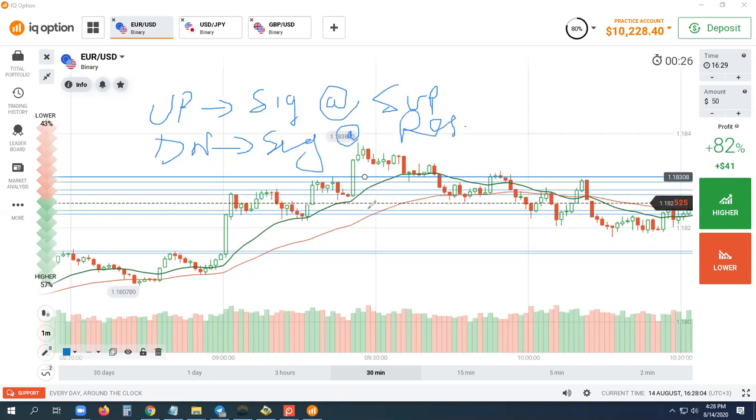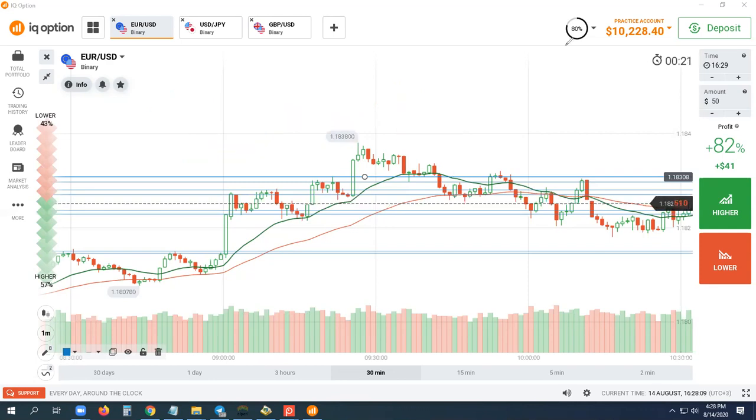Now you might be asking, support and resistance. Also remember, a broken support is resistance. This resistance was broken, is support. If this line is broken, which is now support, broken coming down, it acts as resistance here.